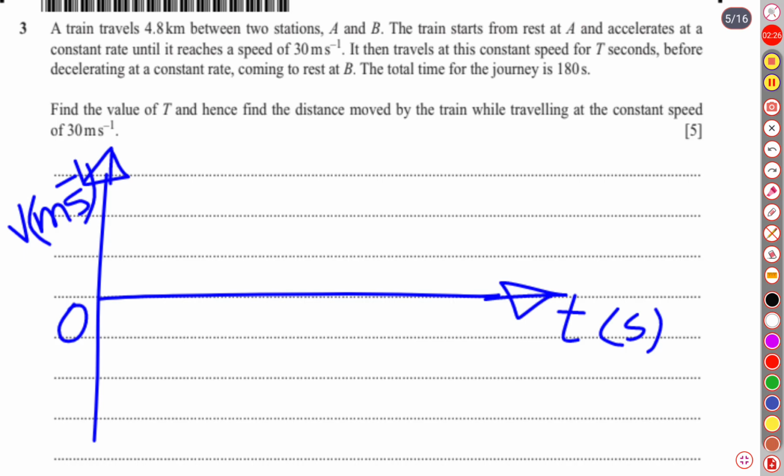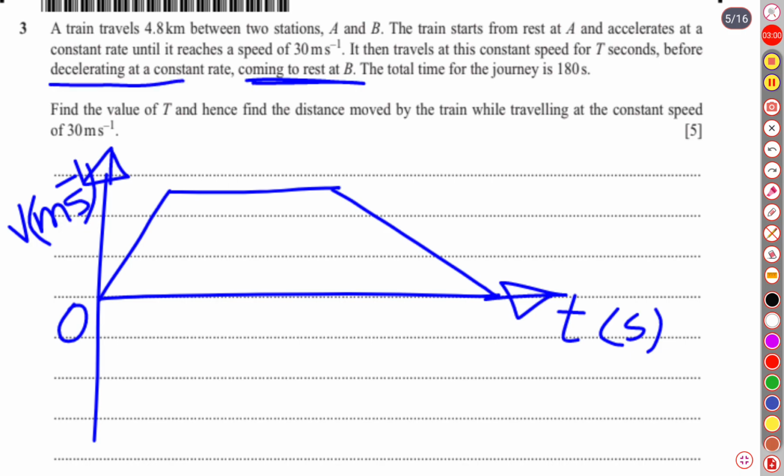There are three phases. In the first phase, the acceleration was constant. Then the train was traveling at a constant speed, that means just parallel to the horizontal line. After that, it comes to rest at B, moving at a constant rate of deceleration.